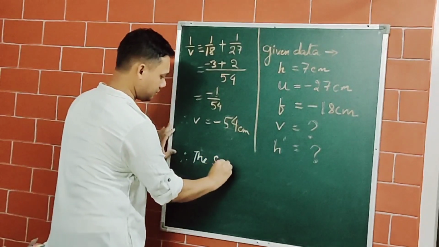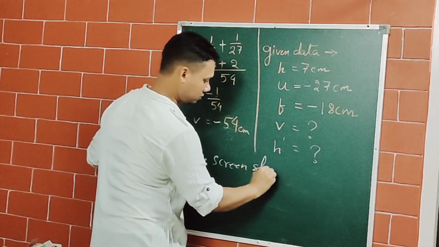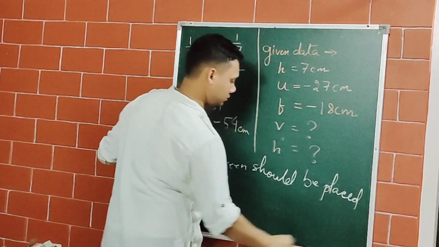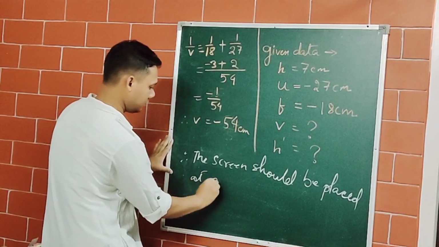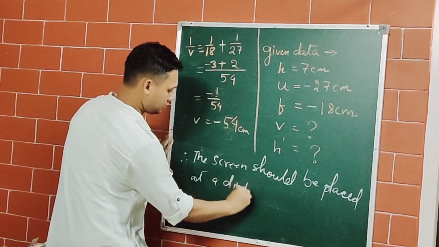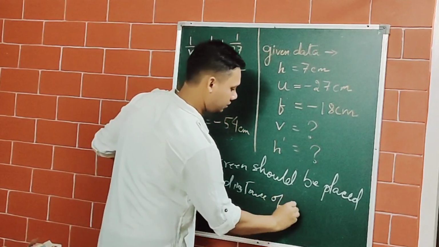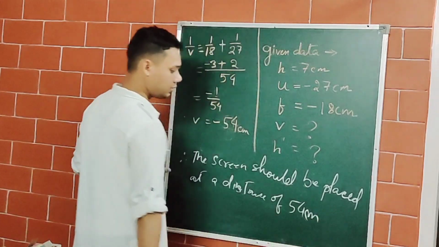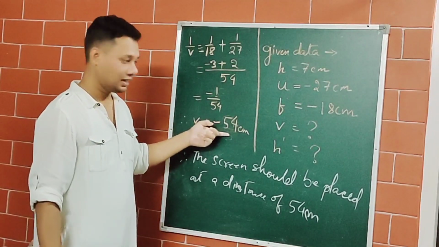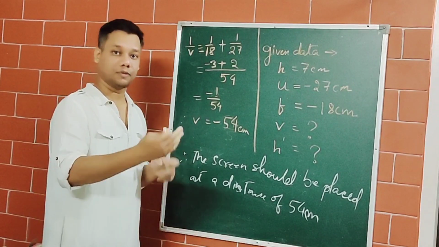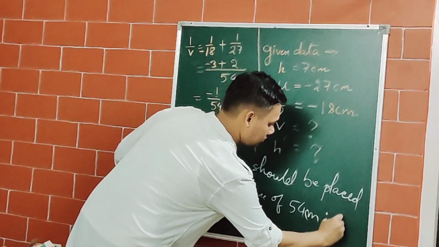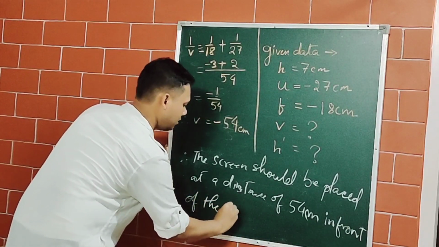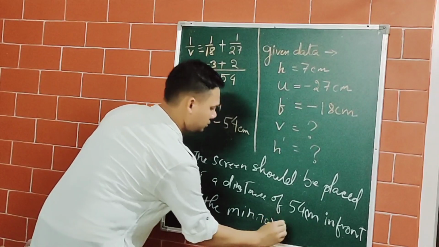the screen should be placed at a distance of 54 centimeter. I wrote 54 centimeter but the answer is -54; because of this minus we have to write in front of the mirror.